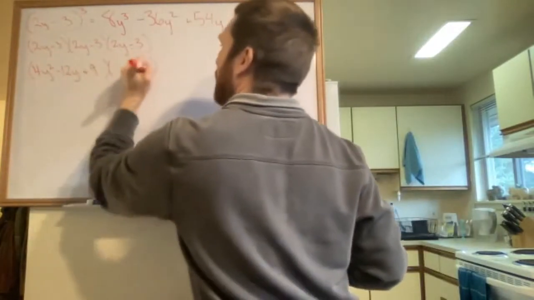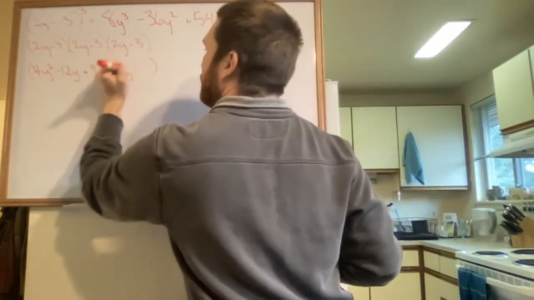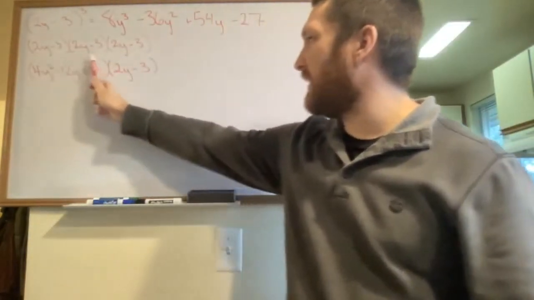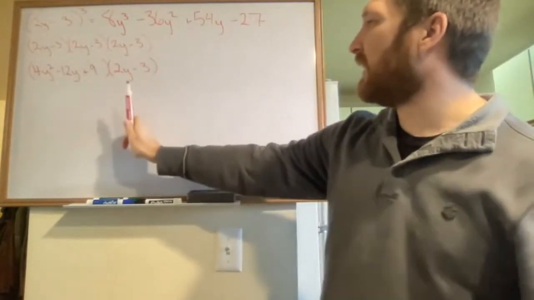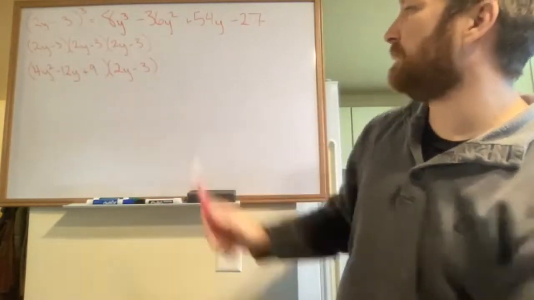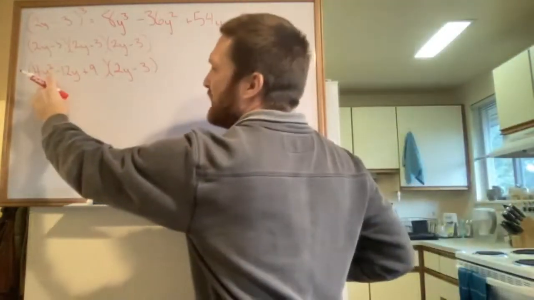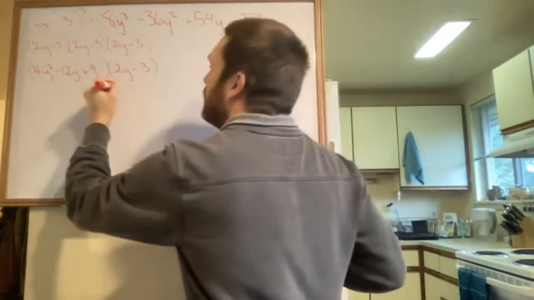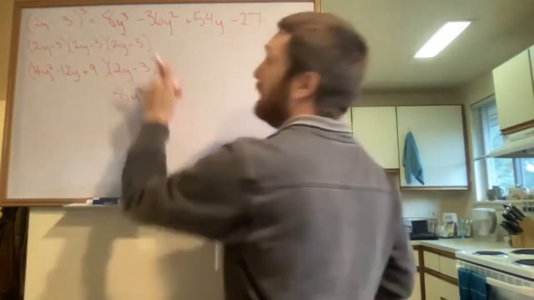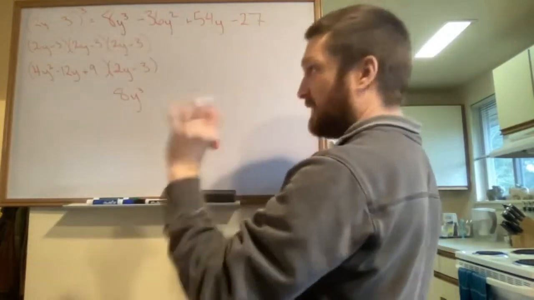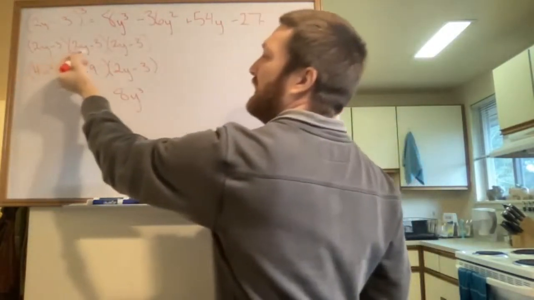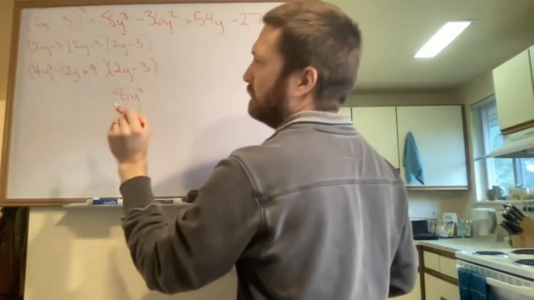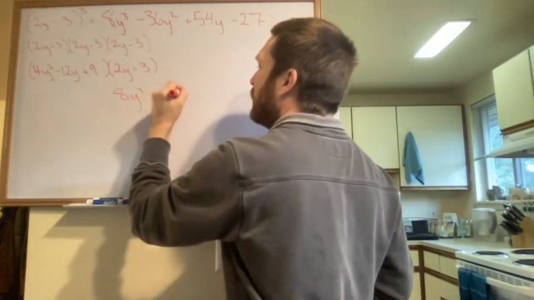Okay, so I've gotten rid of one of those guys. 2y minus 3. Now I'm going to use my special way that I do this. When I jump over and hit that guy, I'm going to write him right here. And then I'm going to keep going in descending order like that. So what's 4y squared times 2y? 8y to the third. Hey, looking good, right? That sounds good. So now he jumps over and hits the minus 3 to give me what? Minus 12y squared.